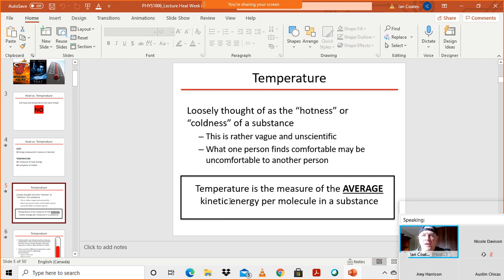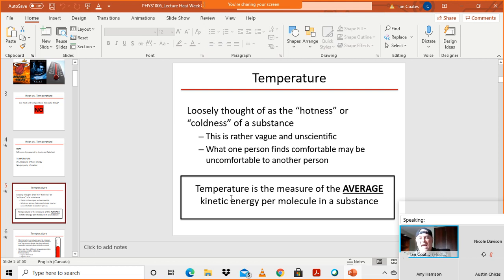Temperature is loosely thought of as the hotness or coldness of a substance. That's what temperature is, right? It's too vague and it's not really scientific. It just happens throughout the course of my marriage, whatever temperature I feel comfortable in the room at, my wife doesn't. So it's very subjective if you just go by it's hot, it's cold, these kinds of things.